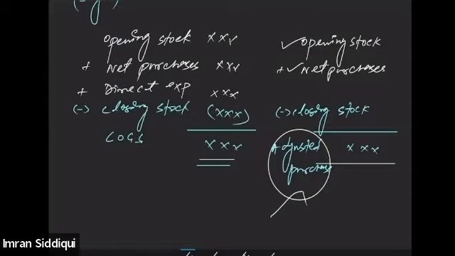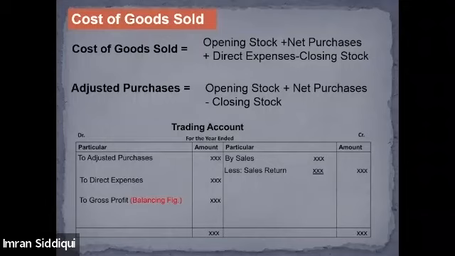All right. And if instead of opening stock and purchases, adjusted purchase is given in the question, then in that situation, the trading account will be formed like this. This is how we will prepare the trading account. On the debit side, you can see this time we have no opening stock. Instead of opening stock and purchases, we just wrote adjusted purchases. So adjusted purchases indicate that it contains the value of the opening stock as well as the net purchases. And also you will notice that on the credit side, we haven't written the value of the closing stock.